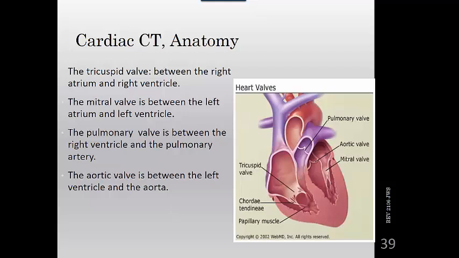Pulmonary and aortic valves are semilunar valves. It means they have a half moon shape, basically a flap. The pulmonary valve is in the right side of the heart between the right ventricle and the entrance into the pulmonary artery, which is here. The aortic valve is in the left side of the heart between the left ventricle and the entrance to the aorta, right back here. Aortic valve right in here.